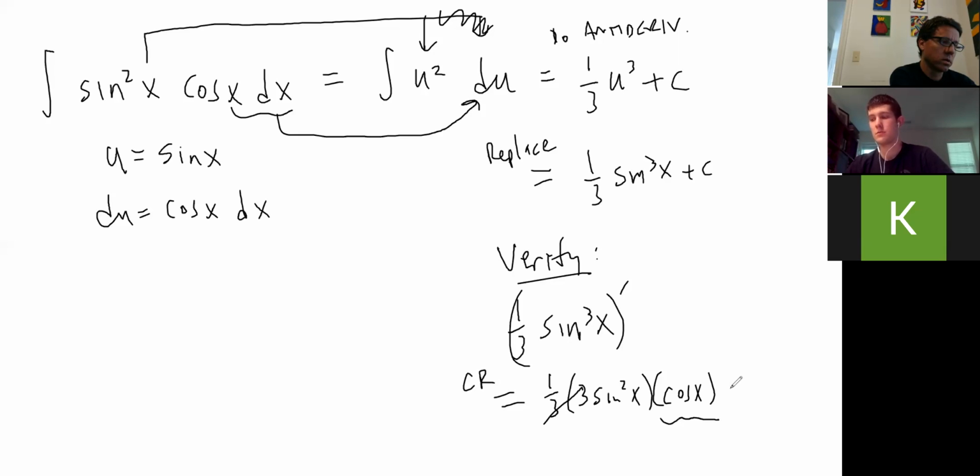Wait, where did the cosine x for that final equation come from exactly? Well, what's the chain rule say to do? It says do the derivative of the main function, which is like the cube. So that's 3 sine squared. And then the chain says you multiply by the derivative of the inside.